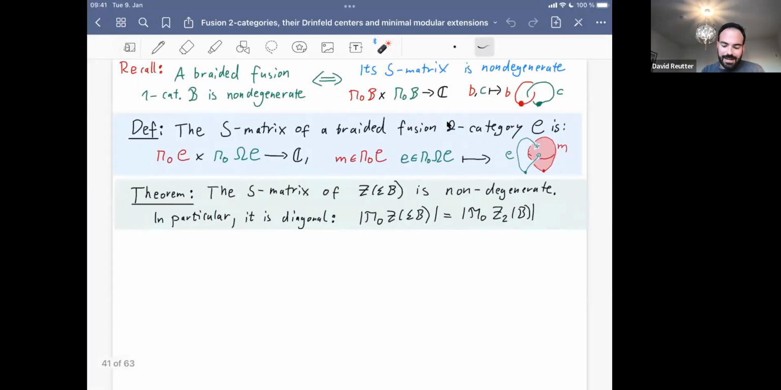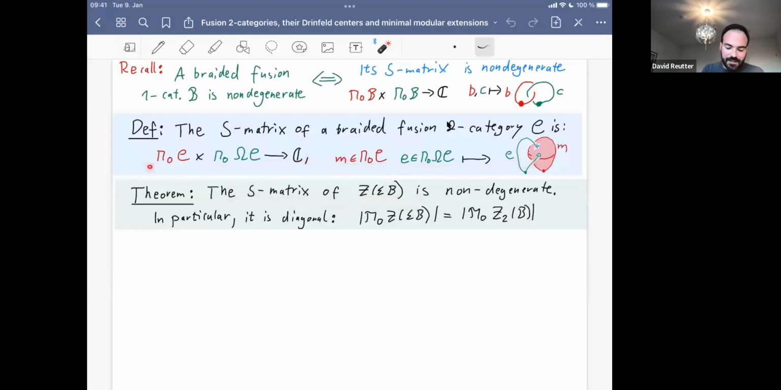And now, of course, we expect that set of sigma b is non-degenerate. And what we can show is that the S matrix of the set of sigma b is non-degenerate. So it is non-degenerate, at least in this S matrix sense. And I haven't defined this other sense as being non-degenerate with sort of trivial Müger center. That's also true, but for now, it suffices to be able to show that the S matrix of the set of sigma b is non-degenerate, this S matrix.